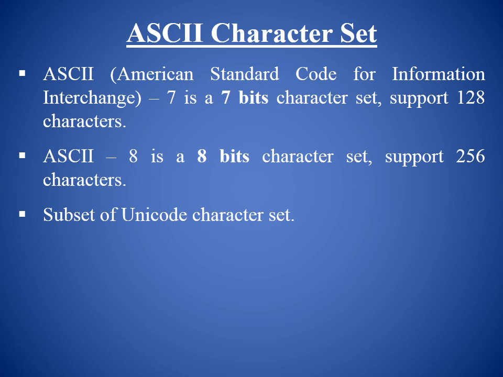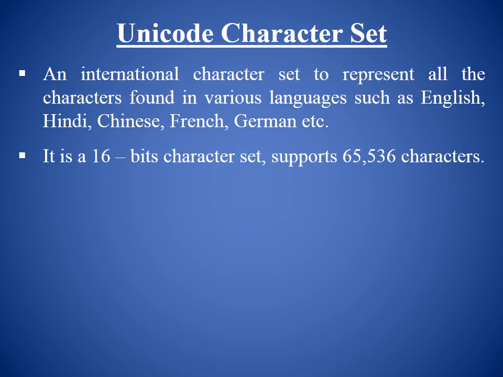Now move to the Unicode character set. The Unicode character set represents all the characters of various languages like Hindi, English, Chinese, French, German, etc. It is essential because internet users are of various languages all over the world. It is a 16 bit character set and represents 65,536 characters in total, which is a huge collection of different types of characters.